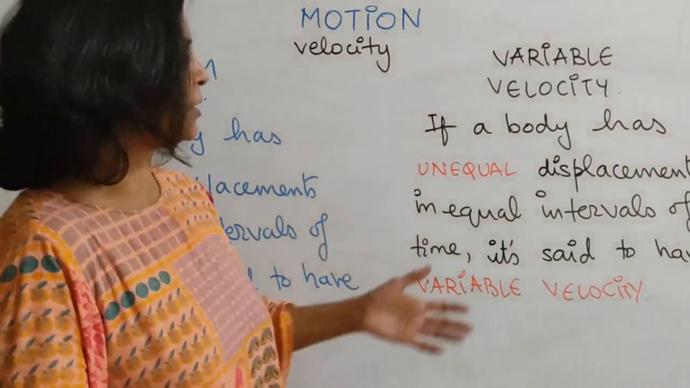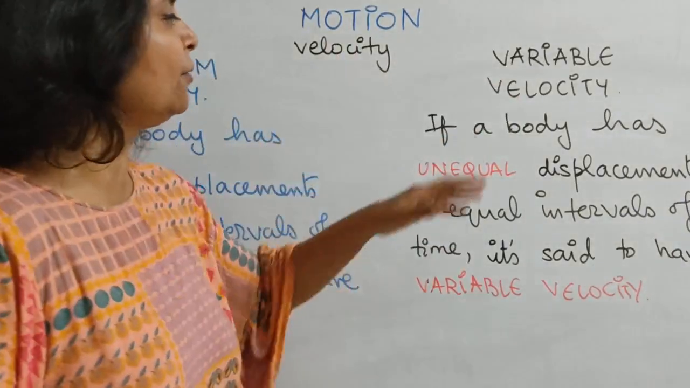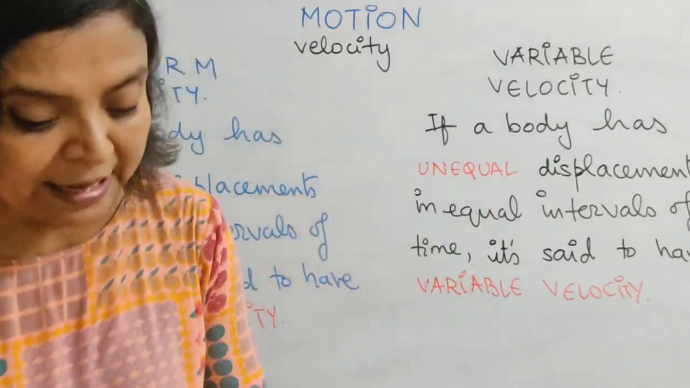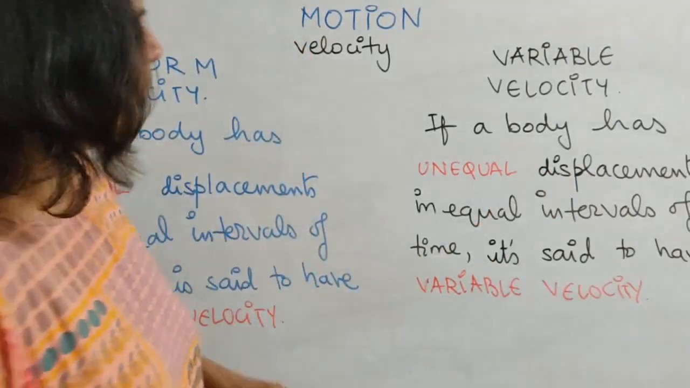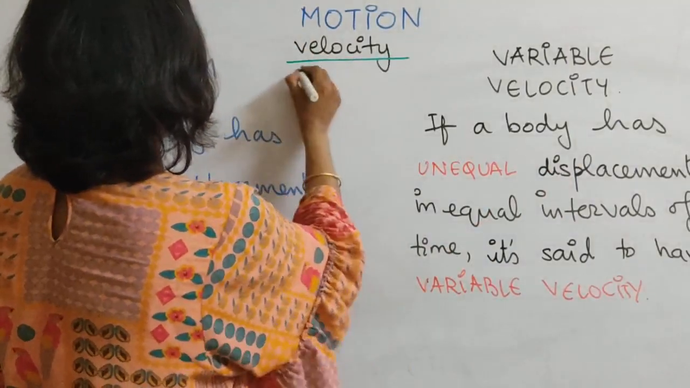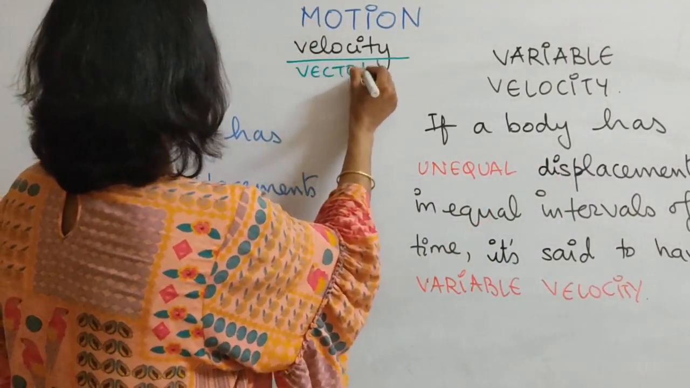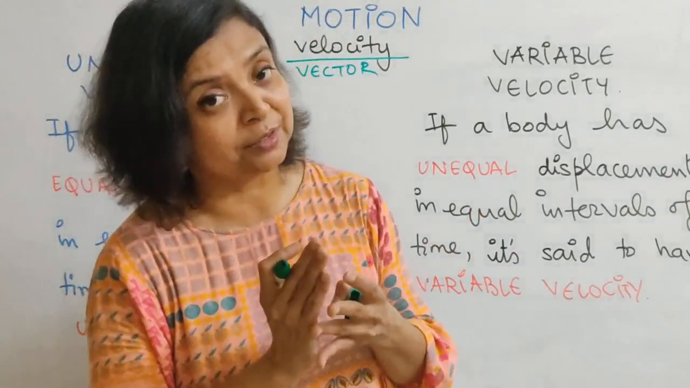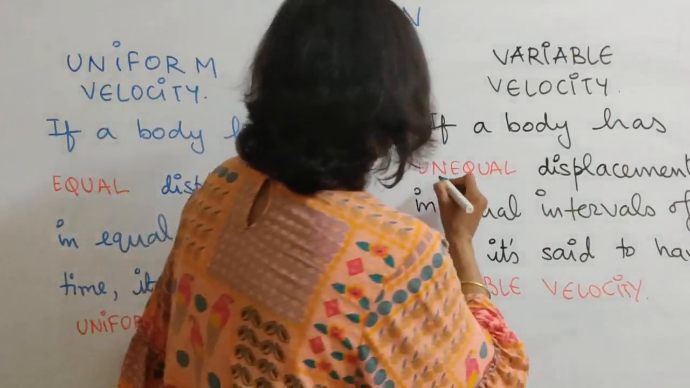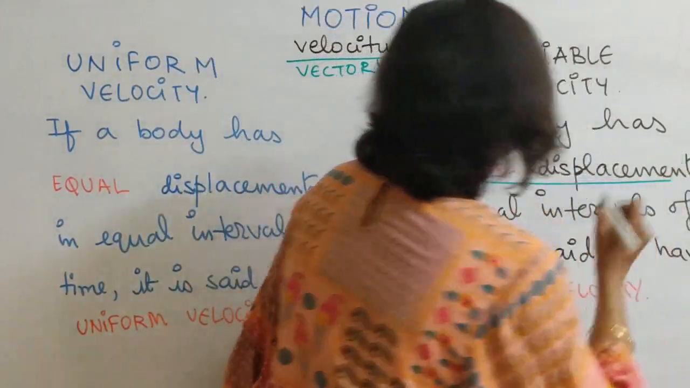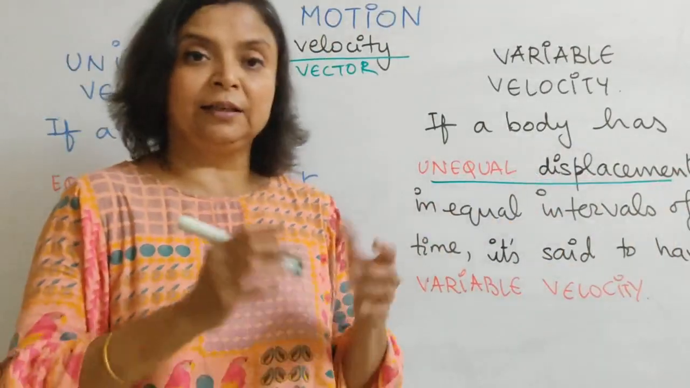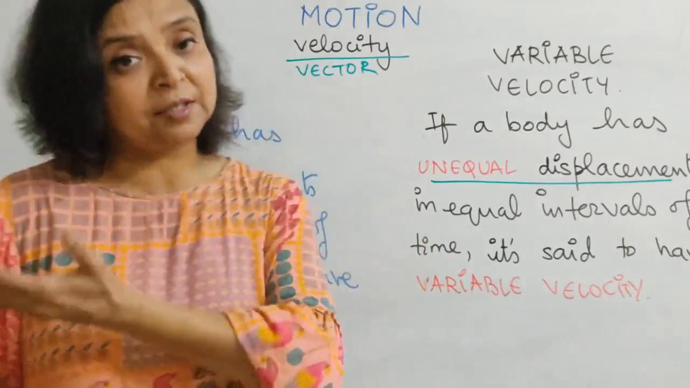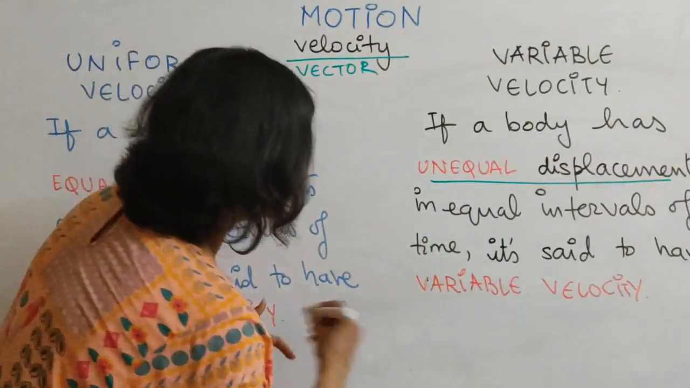Now, let us consider variable velocity. When will the velocity be variable? We said when there is unequal displacement. Let me draw your attention to the fact that velocity is a vector. It is a vector quantity. So it has got magnitude as well as direction. So when will I have unequal displacement? There are three cases. The magnitude can change. Instead of 75 would be 80, it would be 60. So magnitude changes.